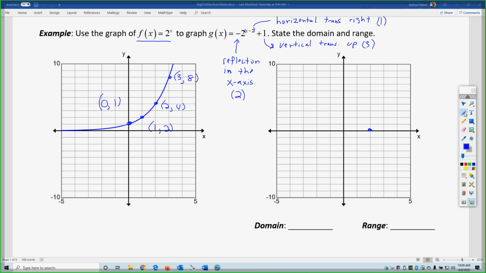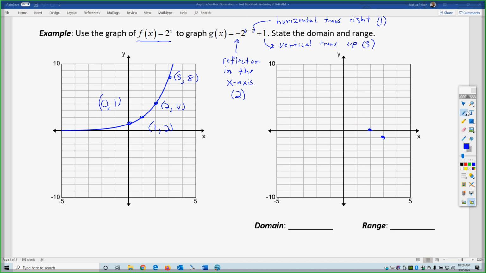Now we'll take the next point, (1, 2). And we do the same thing: horizontal translate right 2. We have to reflect over the x-axis. And we have to go up 1. Oh, I erased the wrong point there.